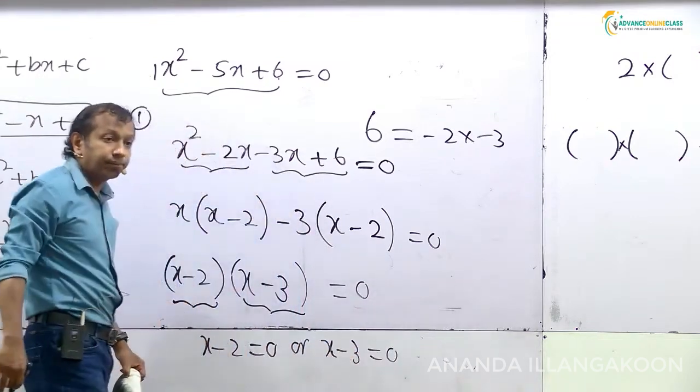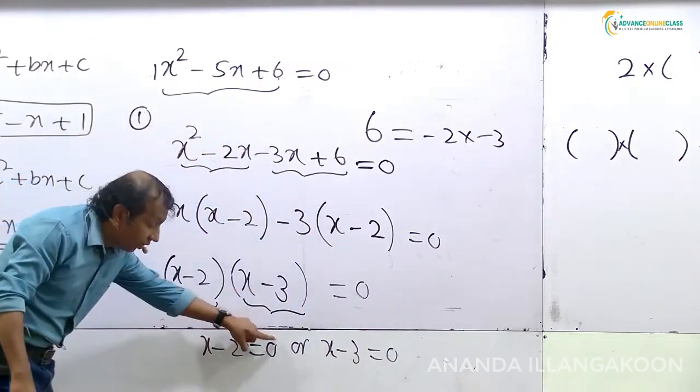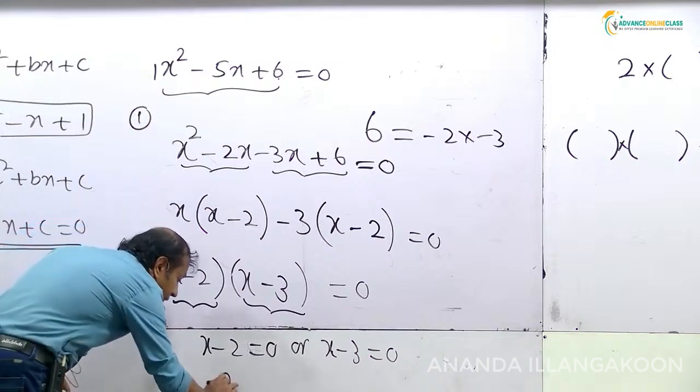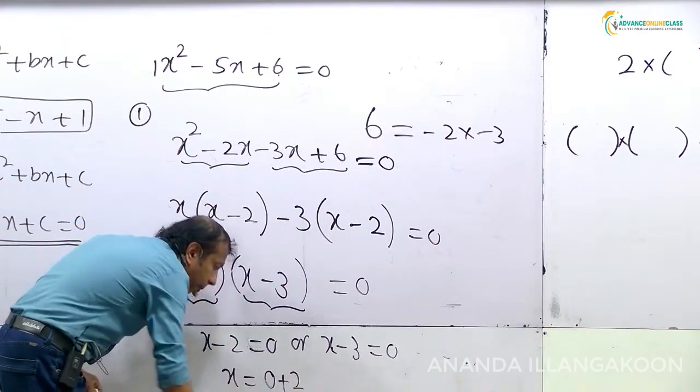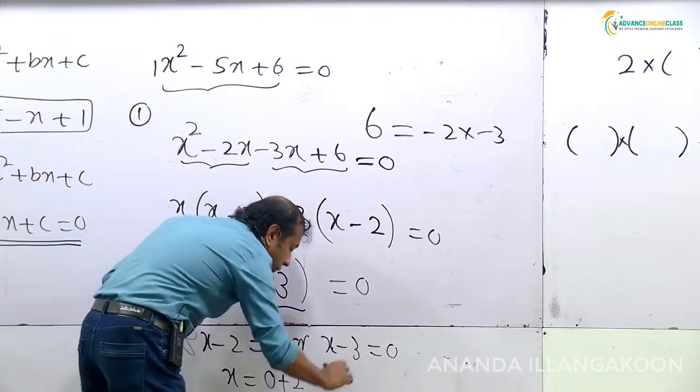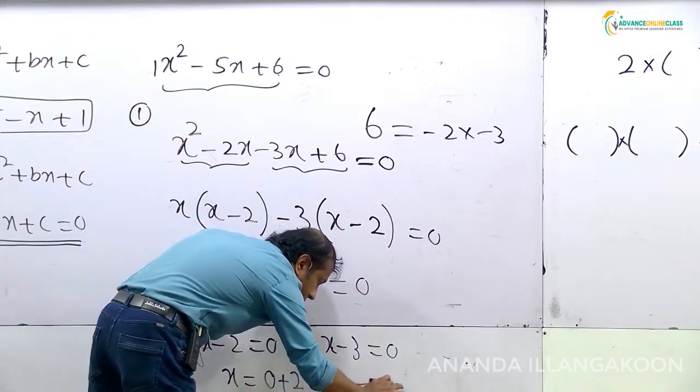Okay. Then you can bring this minus 2 to the right hand side. What do you get there? x equals 0 plus 2. Here, once you take this minus 3 to the right hand side, 0 plus 3.